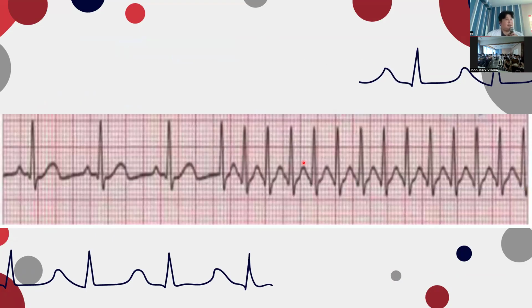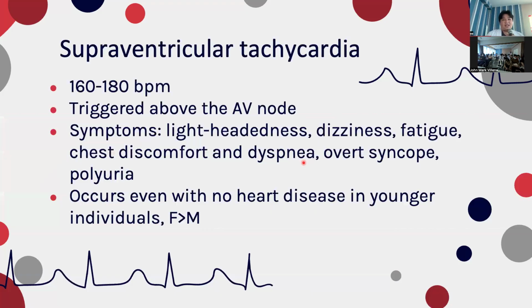So for this ECG strip, it has a rate of 160 to 180 beats per minute. Okay, so what could it be? Supraventricular tachycardia. So it's triggered above the AV node. Symptoms are lightheadedness, dizziness, fatigue, chest discomfort, dyspnea, overt syncope, or delirium. This occurs even with no heart disease in younger individuals.